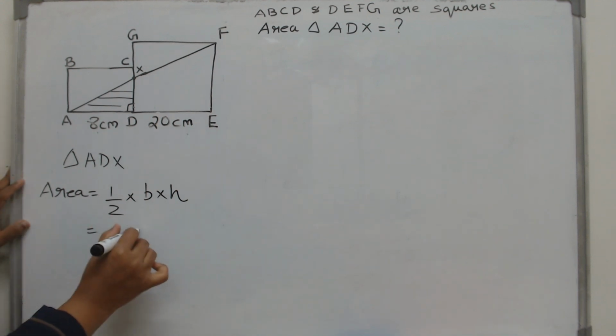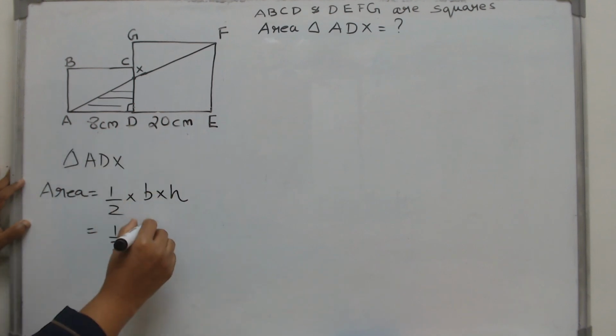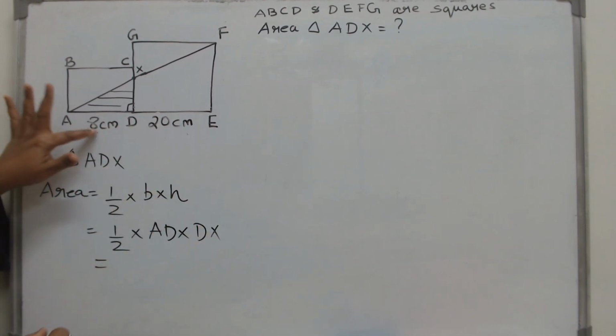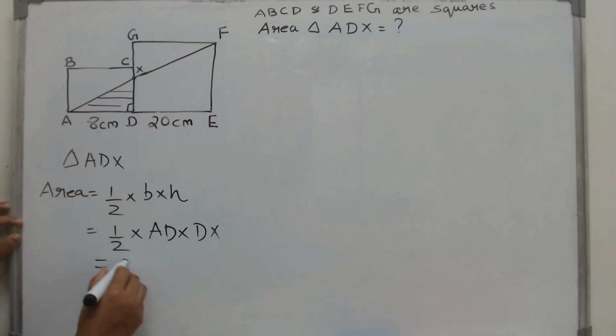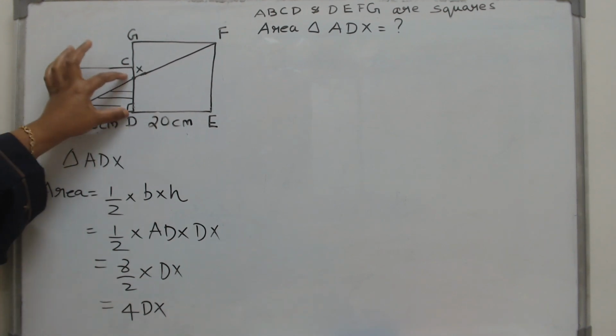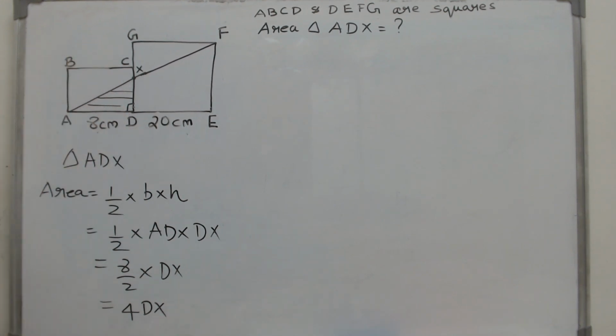So its area is what? Half into AD into DX. But then what is AD? We know that AD is actually 8. So what is our area? Our area is 4 times DX. Now to find the area, all we need to find is the measure of this line segment DX.